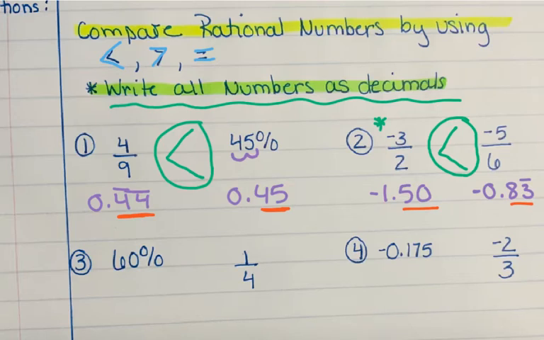Let's take a look at number 3. I need to change 60% to a decimal, so this would be 0 and 60 hundredths because I'm going to move it 2 places. I have to divide. 1 divided by 4 gives me 0 and 25 hundredths. So when I look at this one, 60% is greater than 1/4.